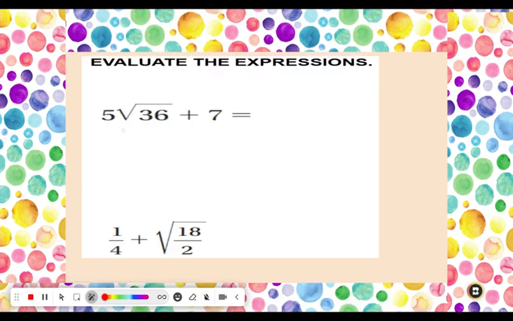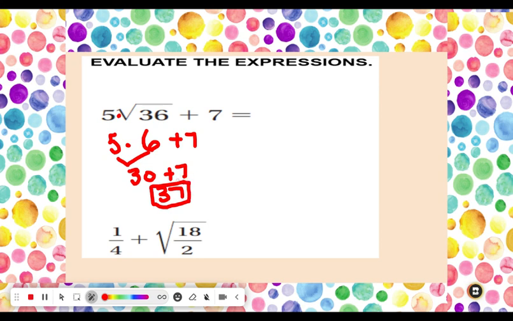Okay, evaluate the expressions, following order of operations. The first one is 5 times, you can put a little dot there if you want to, the square root of 36, plus 7. We have to do the square root first. So 5 times the square root of 36, which is 6, plus 7. Let's do multiplication first. 5 times 6 is 30, and then 30 plus 7 equals 37.